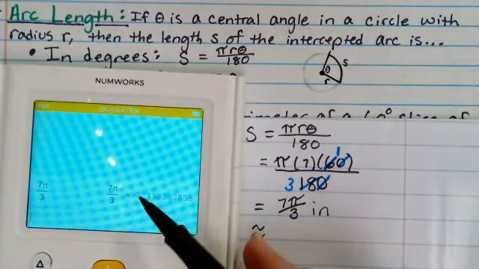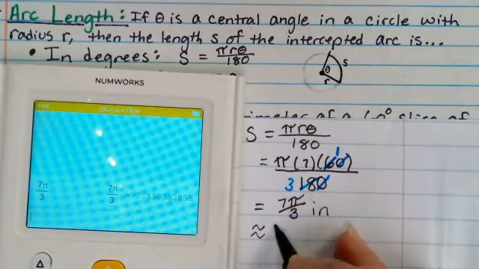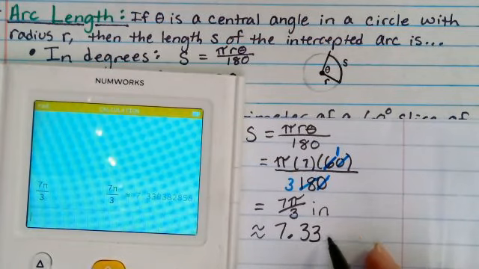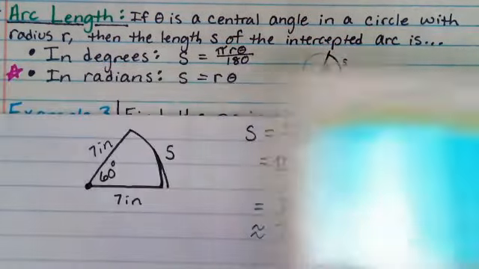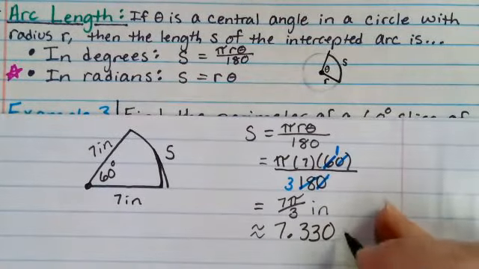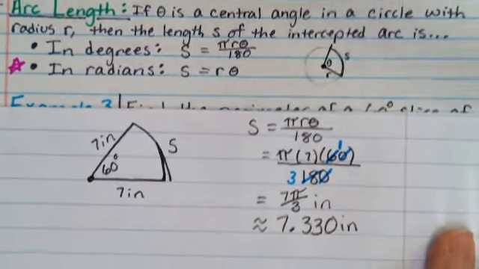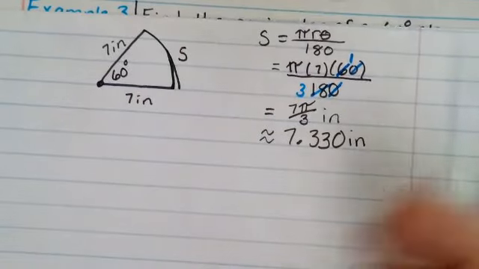And this answer is 7.330, I guess, if we round to 3 decimal places. And what that tells me is that the arc length is 7.33 inches.